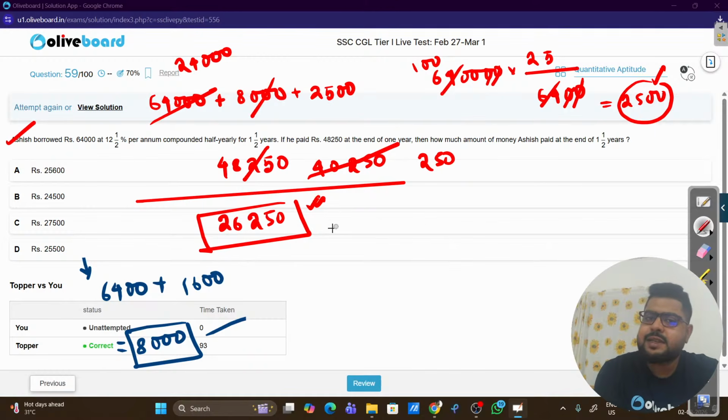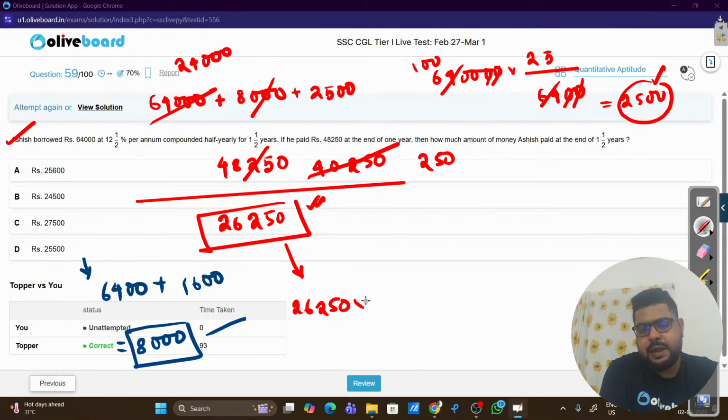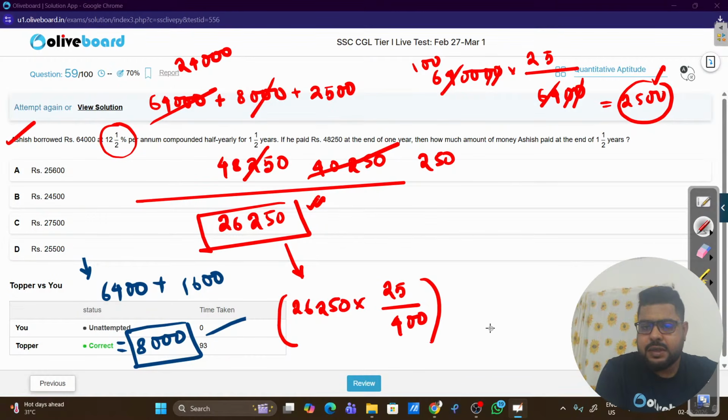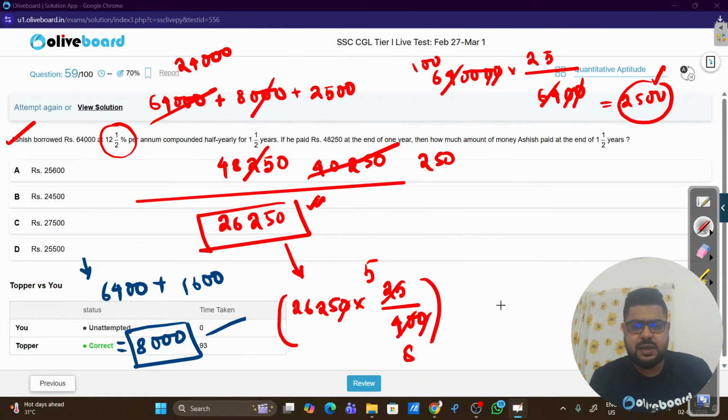So the last 6 months, the calculation will be done only on this. How much? 26,250, and he has to pay 25 by 4% on this. Sir, let's see. 0 gone, 0 gone. 5 eights are this, 5 fives are this. So this is what I'm getting. This is, one second.